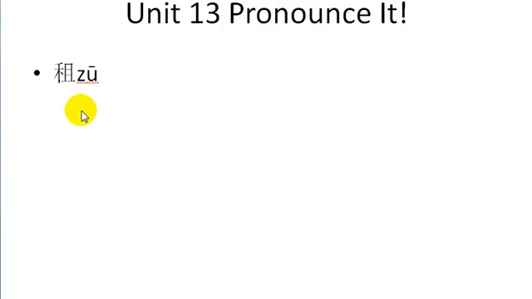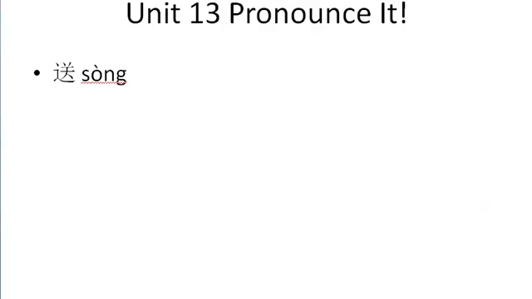All right, this is quite a simple one here. So you just have this U that sounds like oo, and you put a Z in front of it, zu, in its first tone. Zu, zu. So that's quite easy to do once you follow me 3 times. Zu, zu, zu.